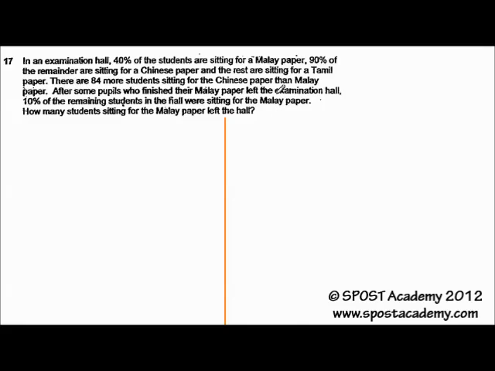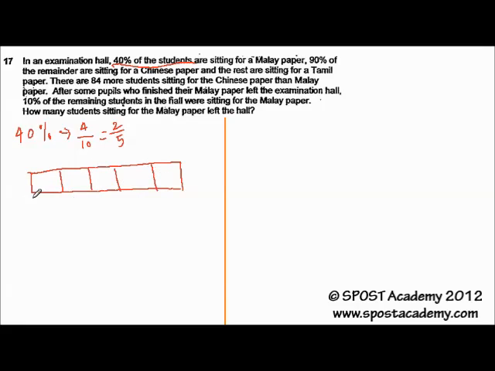So according to the question, 40% of the students are sitting for a Malay paper. So we need to change 40% into a fraction, which is 4 over 10, which is equal to 2 over 5. So if we draw the model, we'll cut it into 5 parts, and 2 parts actually belong to the Malay.